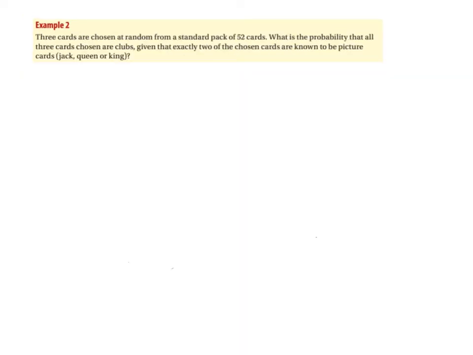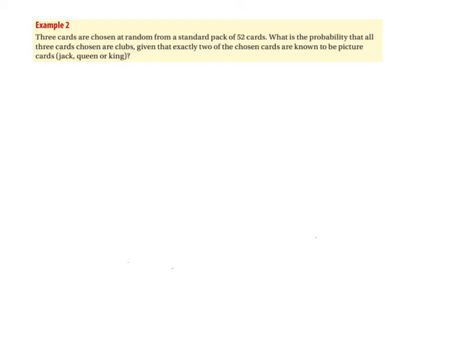Let's have a look at another example. 3 cards are chosen at random from a standard pack of 52 cards. What's the probability that all 3 cards chosen are clubs, given that exactly 2 of the chosen cards are known to be picture cards, and they've defined a picture card here as Jack, Queen, or King.